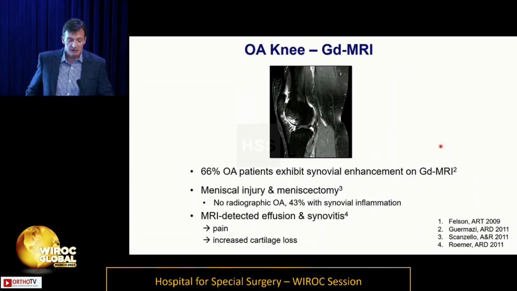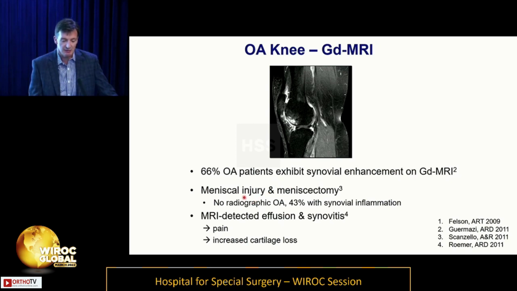There have been quite significant studies, I think in part started by Michael Felson at Boston University, when he gave patients getting MRIs of their knees for OA gadolinium. And lo and behold, this is as recently as 2010, two-thirds of these patients with garden variety OA have significant synovial enhancement on gadolinium MRI.